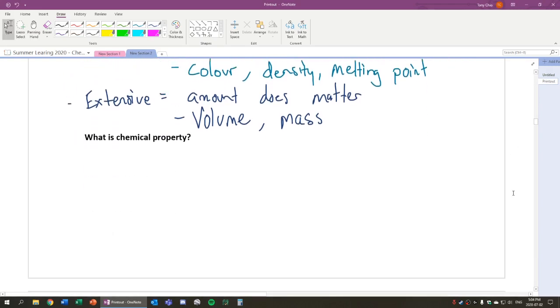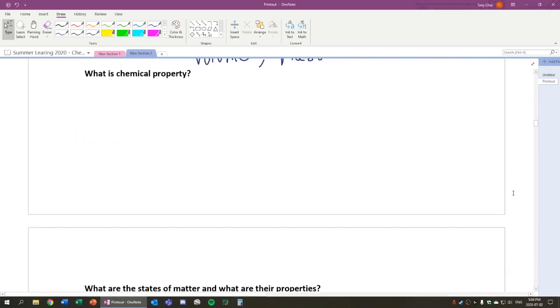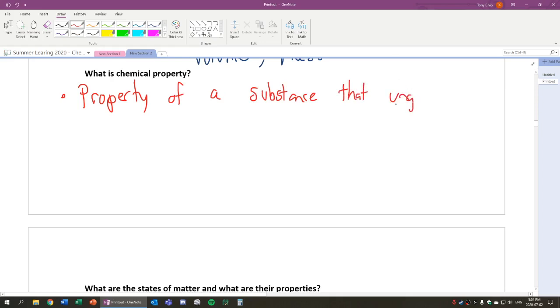Compare that to a chemical property. A chemical property is a property of a substance that undergoes a reaction.